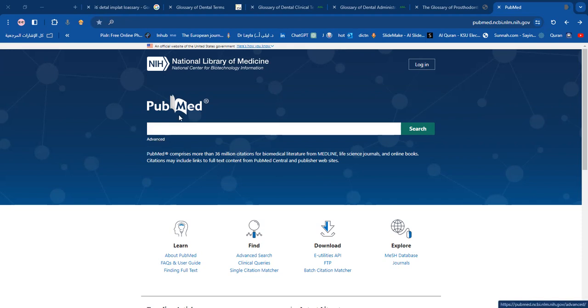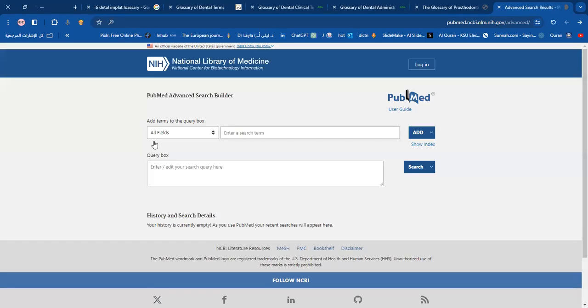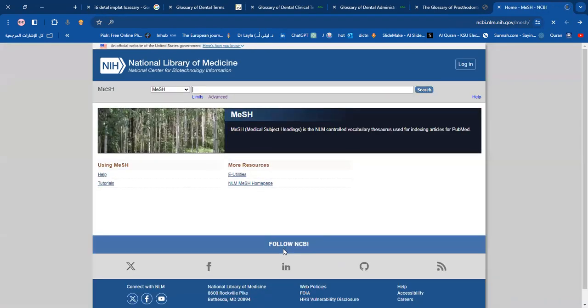But if we go to advanced, leaving the PubMed main page, go to advanced, and you will find here the MeSH terminology, which is the medical subject headings. So this is the search engine for the headings, okay? You find them here. Whatever I put here, it will tell me what are the terminologies related to that subject. Now, because we are dental, I'm going to write dental.